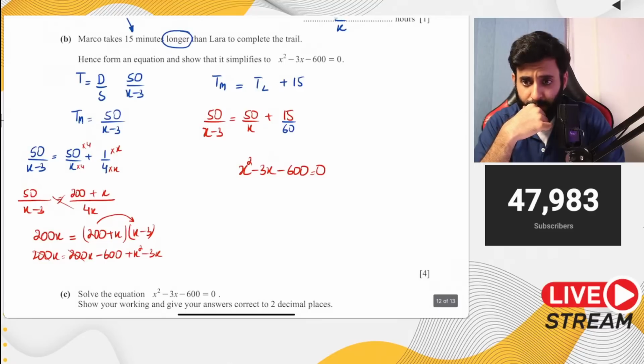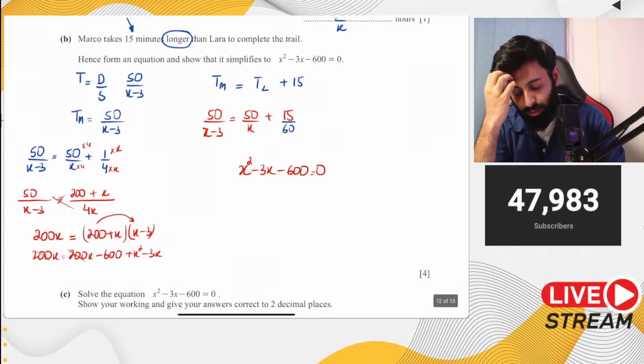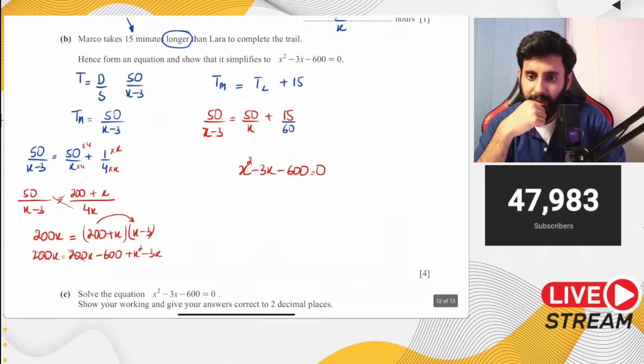Can we do Marco's time minus 15? No, you can't do that, because the time that Marco takes is 15 more than the time that Laura takes. All right.